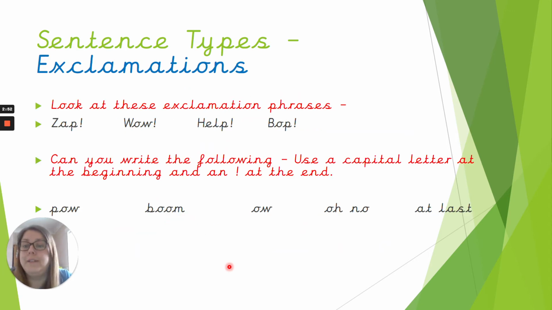Then, our last sentence types are exclamation sentences. Look at these phrases that we've got. Zap, wow, help, bop. Can you write these words out? Use a capital letter at the beginning and an exclamation at the end, because the capital letter and the exclamation give it emphasis within a text. So that means that somebody really wants to read it. Sometimes it's in bold, isn't it? Because it's something that is really happening in the text. So pause the video and copy these words out with a capital letter at the beginning and an exclamation at the end.